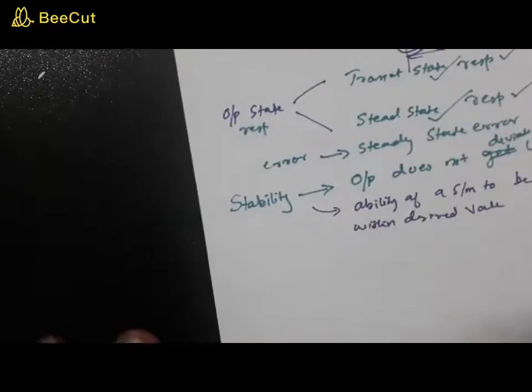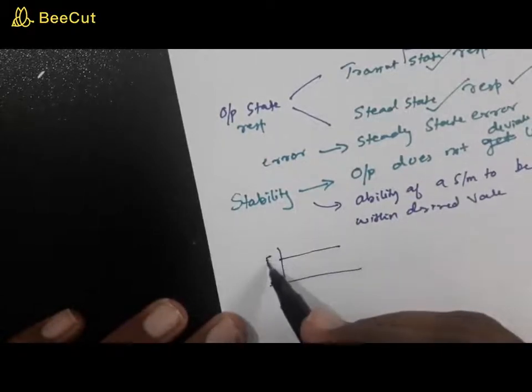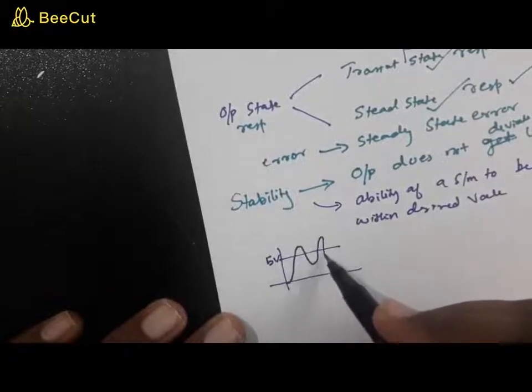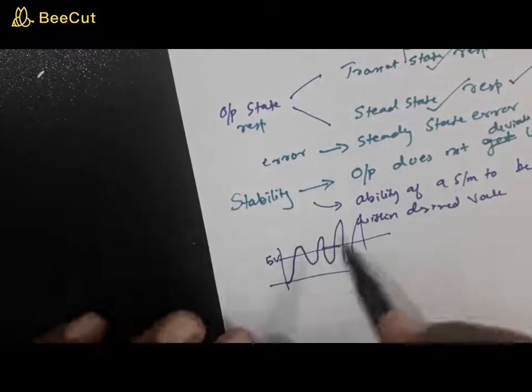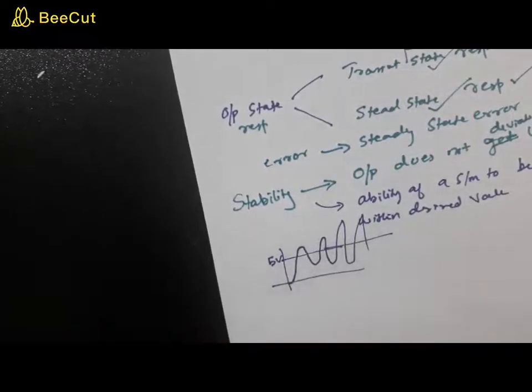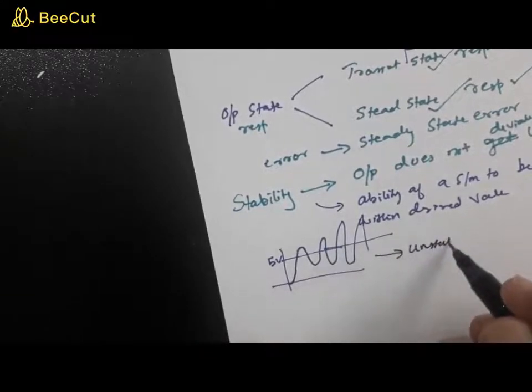But say, look at the scenario. You are expecting 5 volts at the output, but you are getting a graph like this. What's the meaning of this? The deviation of the output is uncontrollable, which means that such a system is an unstable system.